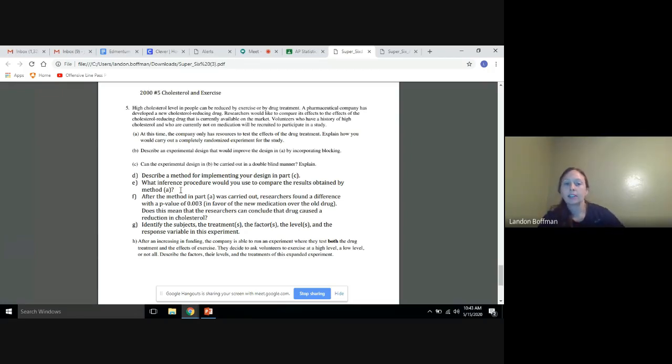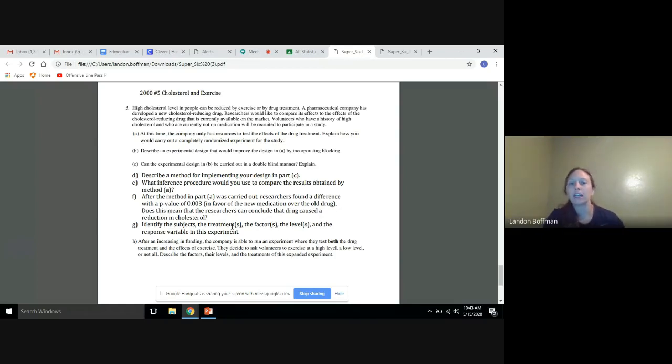So if you were going to actually do this, you would have to get the mean and standard deviation for your sample, for your new drug and current drug. Then you would type the mean and standard deviation for each sample into your calculator and get your p-value. They said that after the method in part A was carried out, researchers found a difference with a p-value of 0.003 in favor of the new medication over the old drug.